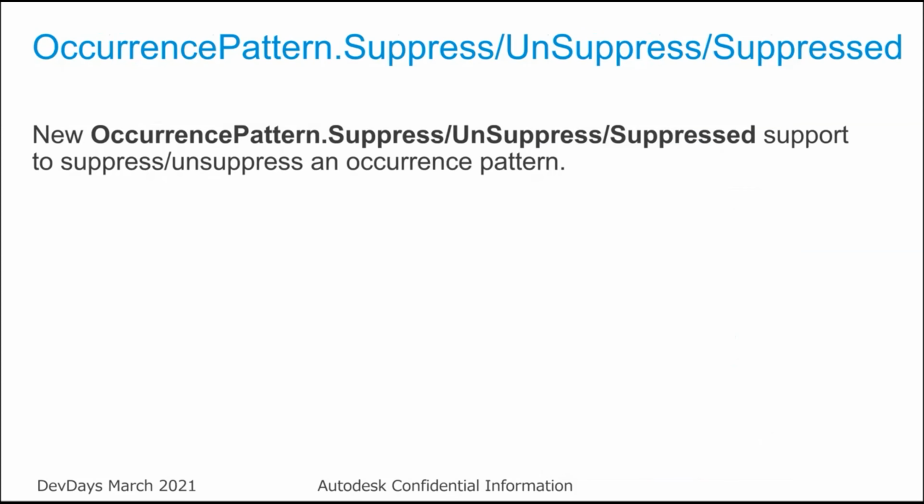Now there are two methods, suppress and unsuppress, added to the occurrence pattern in order to suppress or unsuppress the occurrence pattern. Along with that, there is one more property called suppressed, which gives the suppress status of the occurrence pattern.